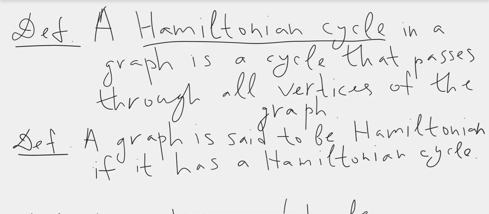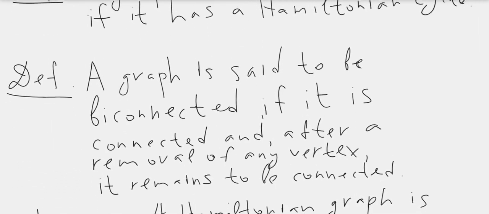Then a graph is said to be Hamiltonian if it has a Hamiltonian cycle.